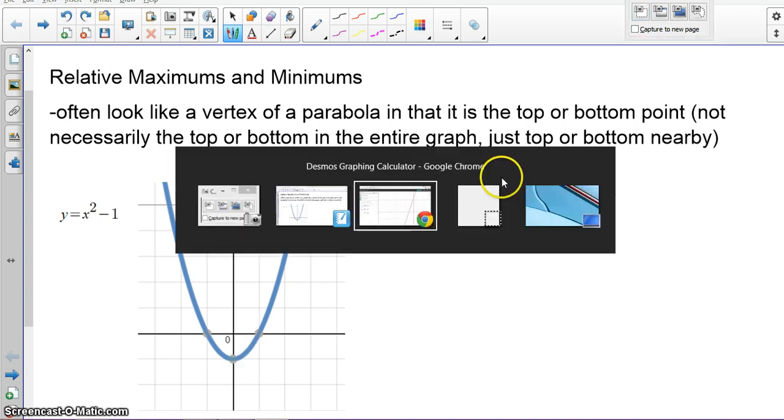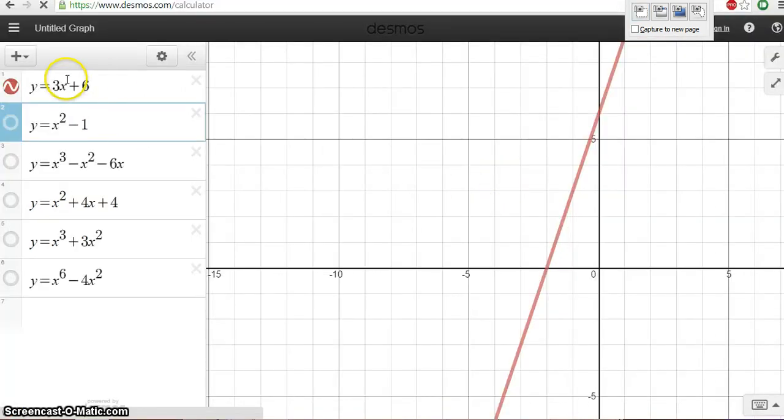For our friend, the linear equation, the degree is 1. That's 3x to the 1, so the degree is 1. There are no direction changes, so it's not very interesting with regard to that, but we'll talk about it here in a second when we talk about some other stuff.